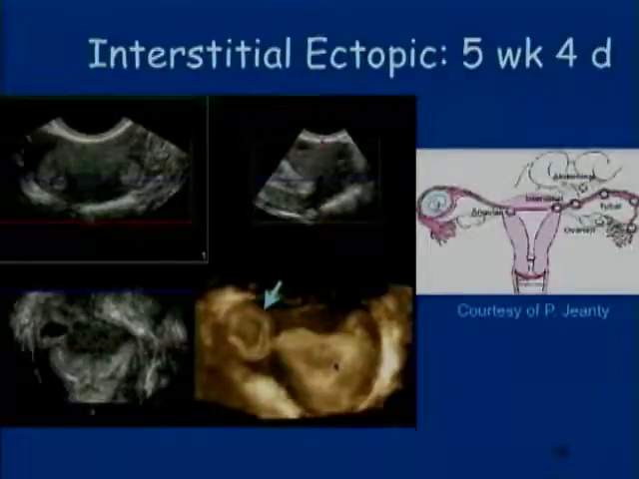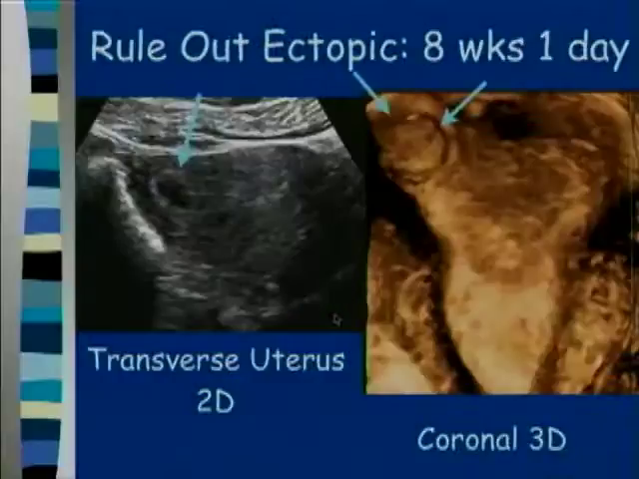So, for example, this is an interstitial ectopic pregnancy, and you can see here's the endometrium of this uterus. The uterus itself is here, and we can see this gestational sac off to the right with a little line right here called the interstitial line going from the endometrium to the ectopic.